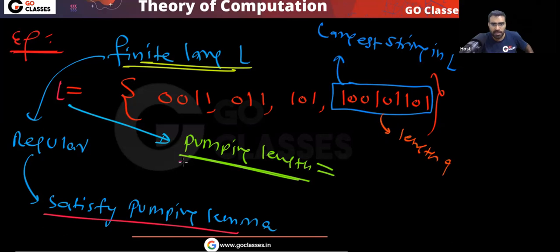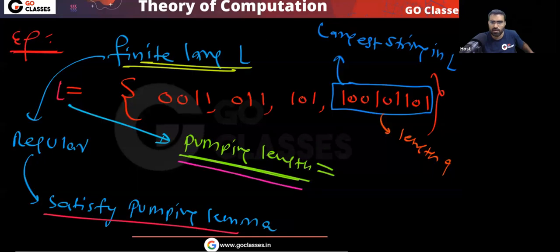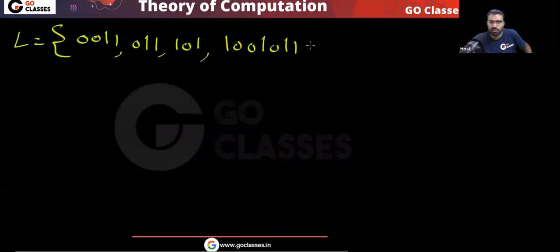Okay, so can your pumping length be less than or equal to 9? In this language, can you take a pumping length less than or equal to 9? A simple question. You will understand, just don't worry. Let me explain. See, this is your language. Some strings are there, like 0011, 011, 101, and another string 1001, then 01101.